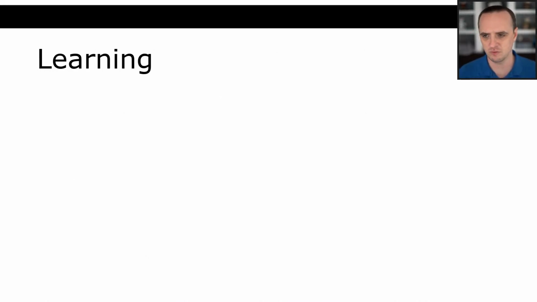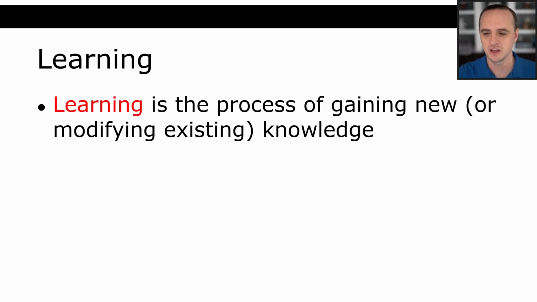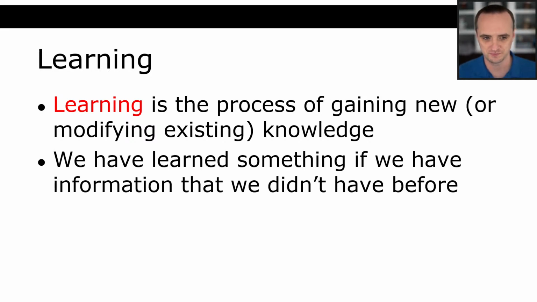So we talked a lot about reinforcement learning, but what is learning, I guess, is a good question. One definition might be the process of gaining new knowledge or modifying existing knowledge. So, for example, the stove was hot the last time I touched it. If the stove is red, don't touch it. That's good new knowledge. So we have learned something if we have information that we didn't have before.